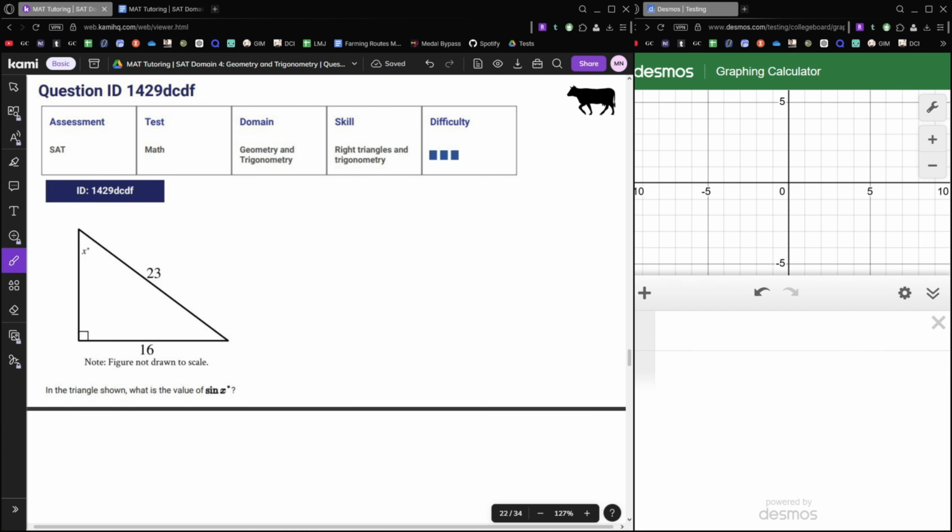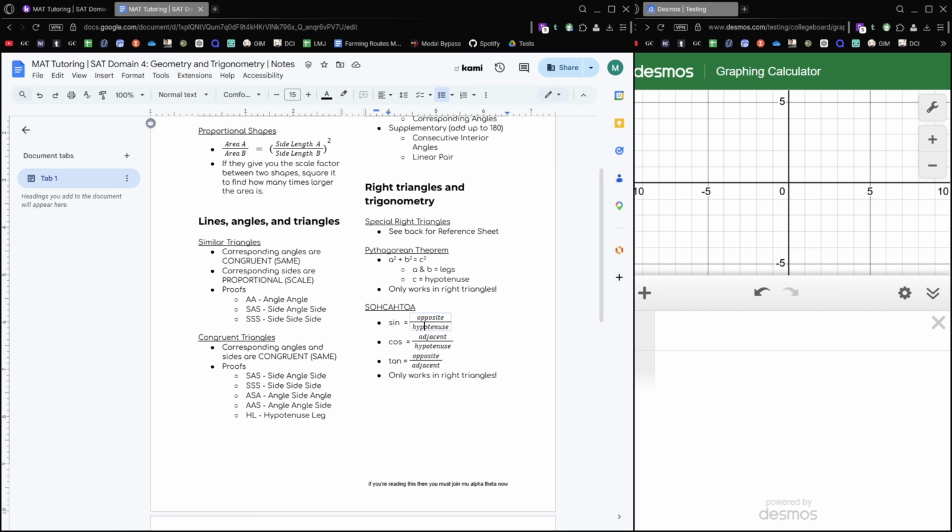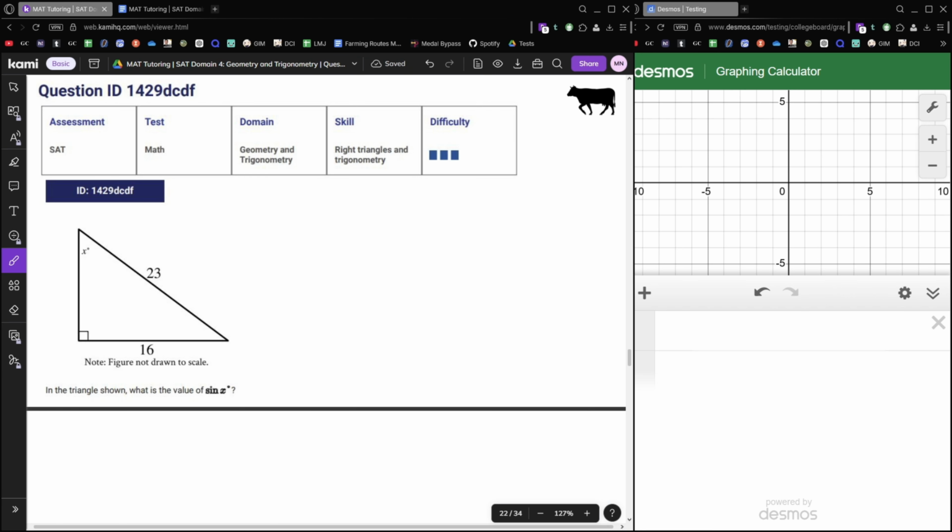Slide number 22, here they give us a right triangle and want us to find the value of the sine of x. So sine is going to be opposite over hypotenuse. Here's angle x, here's our opposite, and here's our hypotenuse. Opposite over hypotenuse is going to be 16 over 23, and that will be our answer.